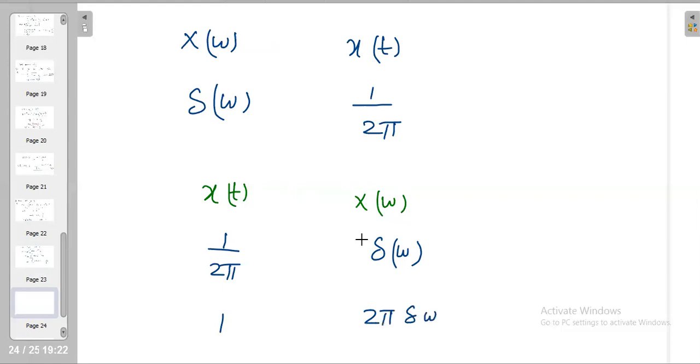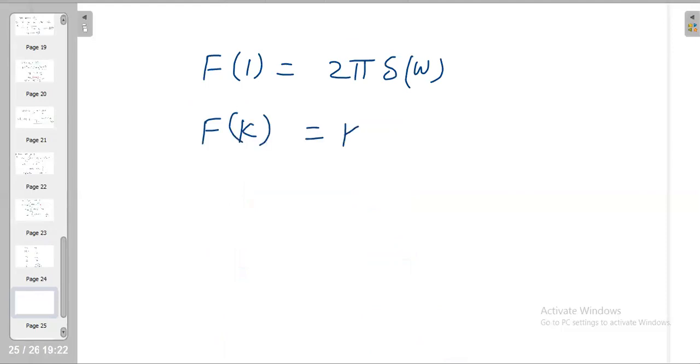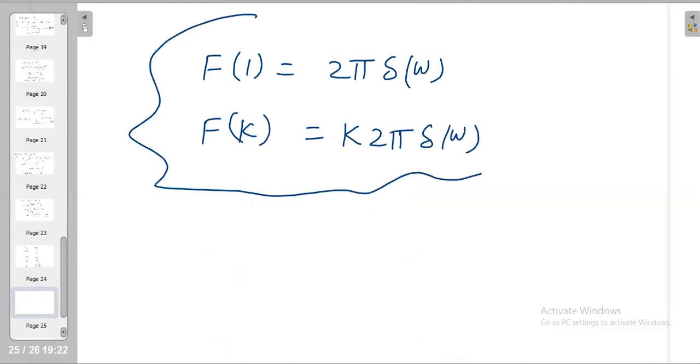That 2 pi I can take up, it's like a constant. Then when I have a constant k, what will I have? K into 2 pi del omega. So now finally, what is the conclusion? What is the Fourier transform of 1? The Fourier transform of 1 is 2 pi del omega. What is the Fourier transform of some constant, say for example k? That is k into 2 pi del omega. This is a very important conclusion.